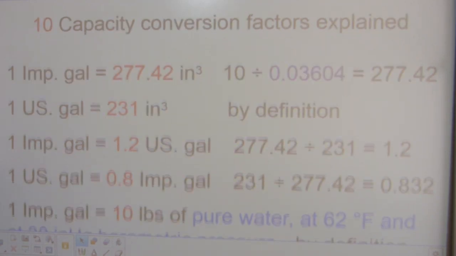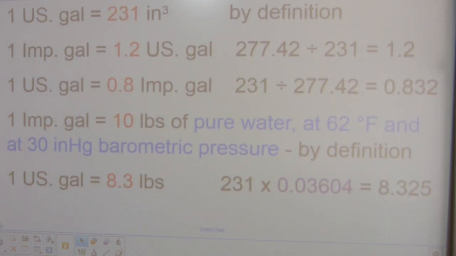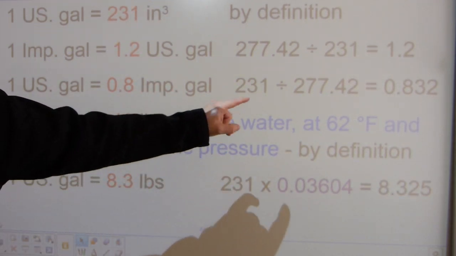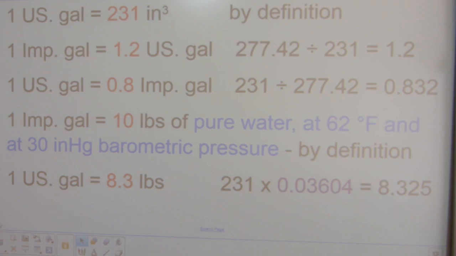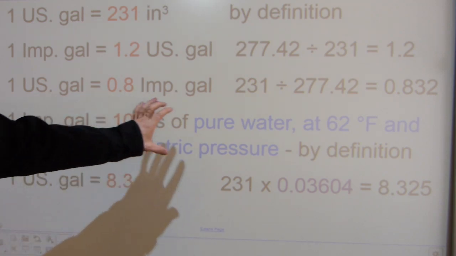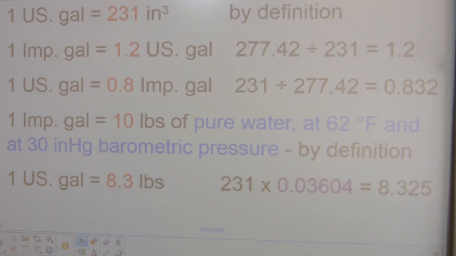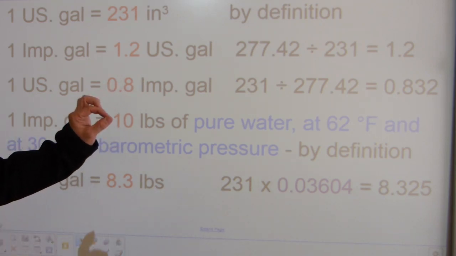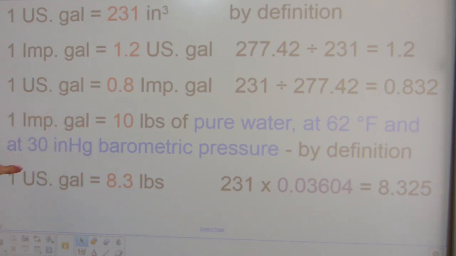The conditions spelled out, I said temperature and pressure is involved, is this. So pure water at 62 degrees Fahrenheit, not 1/10 higher or lower, and at 30 inches of mercury of barometric pressure. That's how originally the gallon was defined in 1824. Since then it was refined a little bit, the definition, the numbers, one number is slightly different.